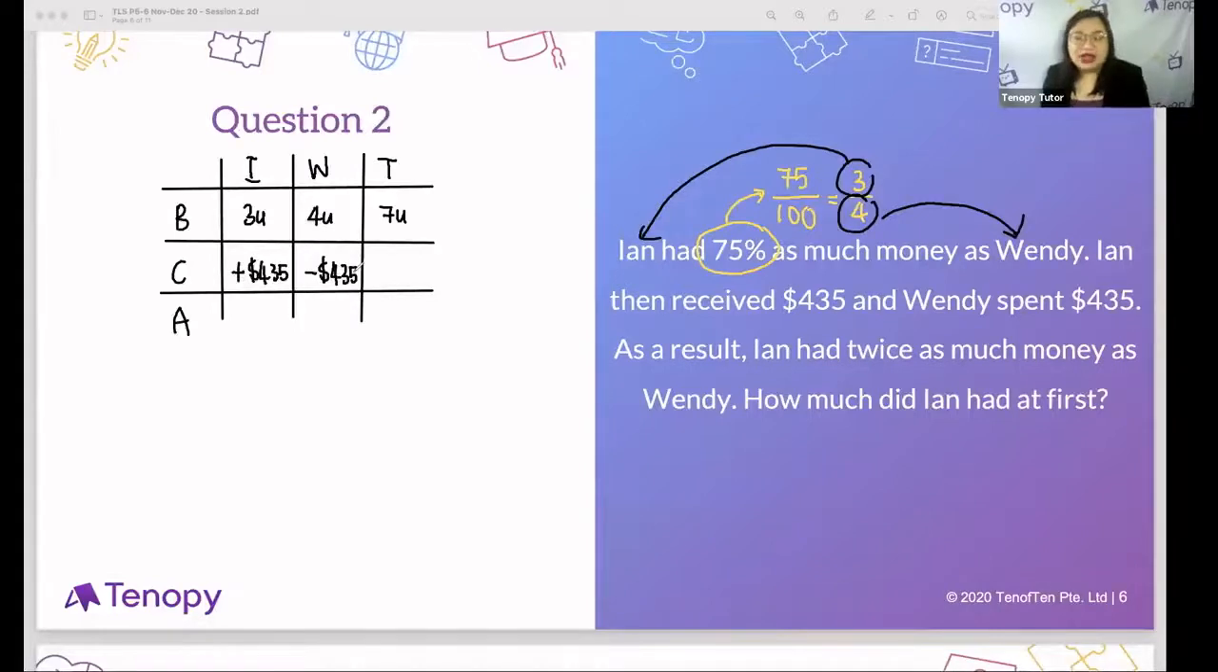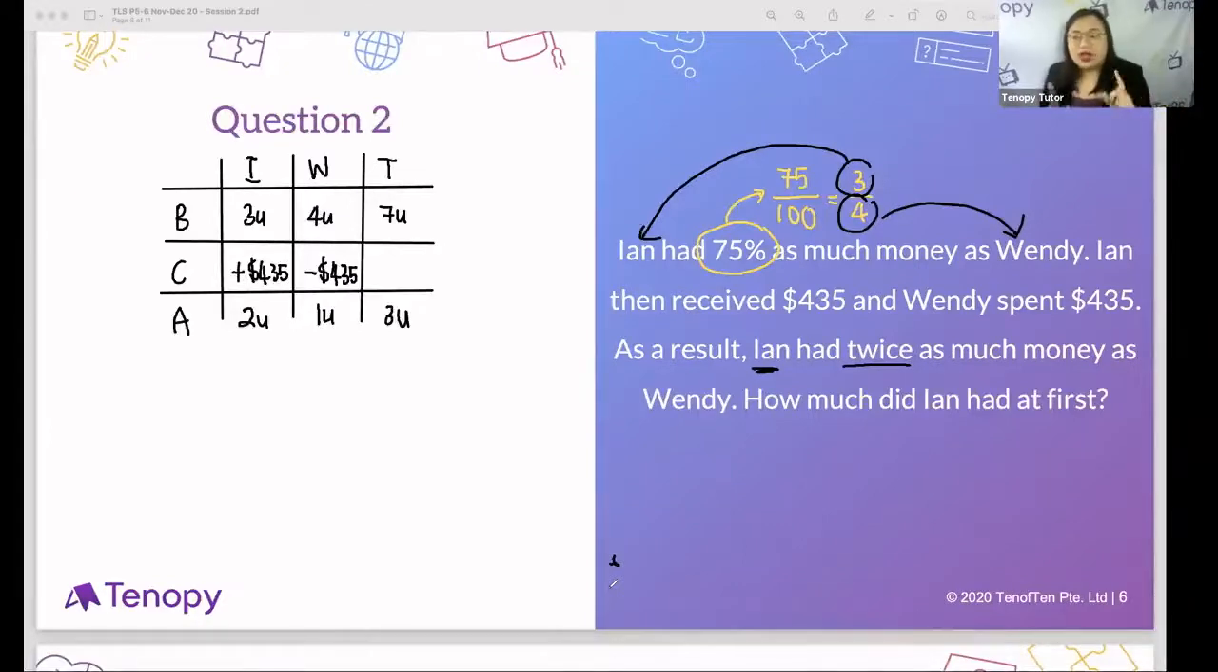In the end, as a result, Ian had twice. So Ian is twice. So under Ian, put 2 units. As much as Wendy. So Wendy is just only 1 unit. Total between them, 3 units. Now, look at the total. Before, it is 7 units. After, it is 3 units. So what should I do now?